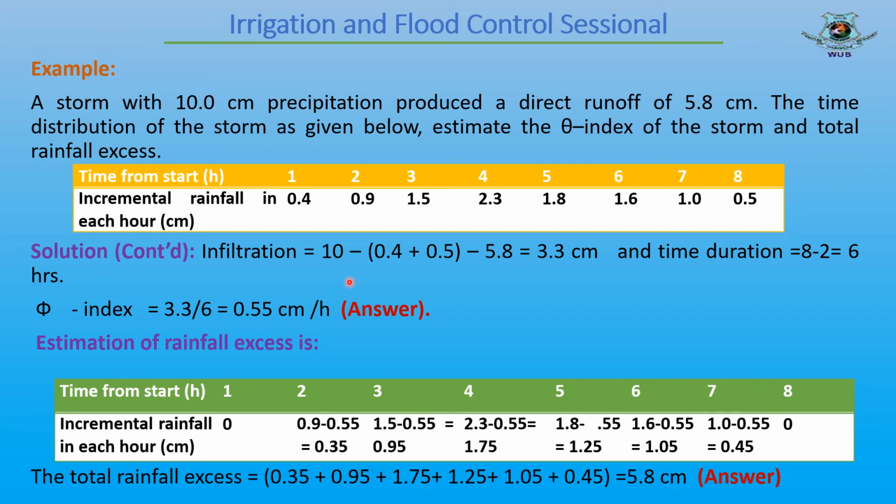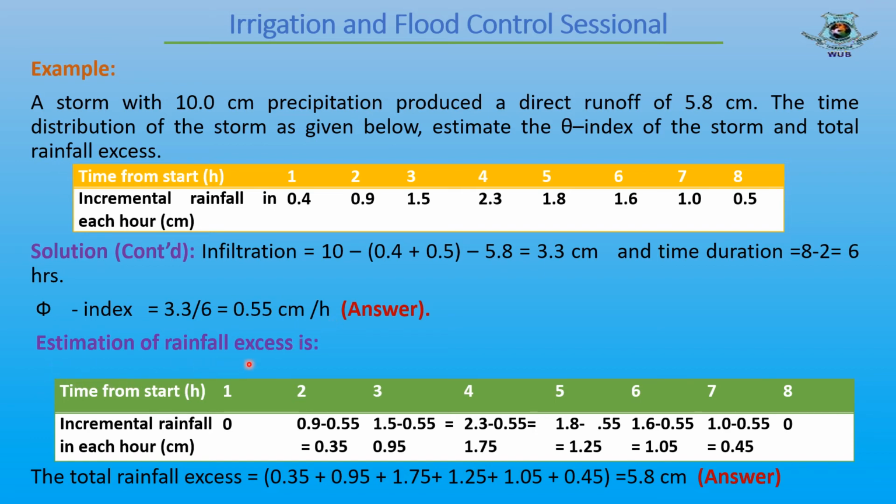And if we check this phi value with the rainfall values, we can see all values starting from 2 hours and ending at the 7th hour are greater than this 0.55 centimeter. So this is okay, and our final phi value is 0.55 centimeter.